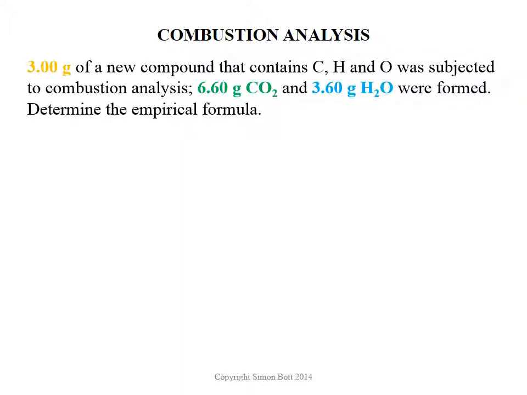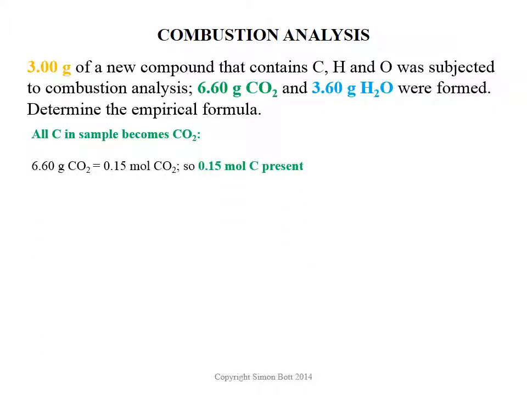So 3 grams of a new compound that contains carbon, hydrogen and oxygen was subjected to combustion analysis. We find after putting it through the machine, there's little machines that do all this for you, that you get 6.6 grams of CO2 and 3.6 grams of H2O. Determine the empirical formula. Well, all the carbon in the sample becomes CO2.